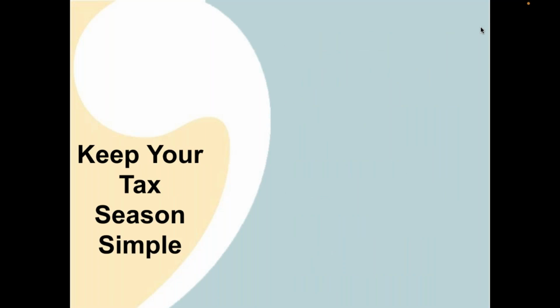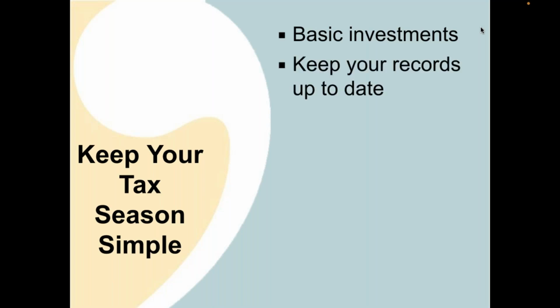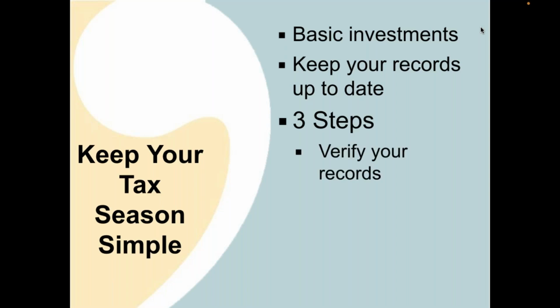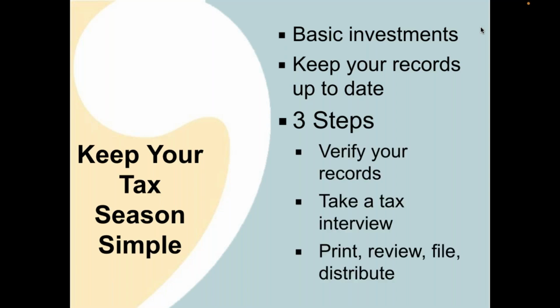In summary, remember to keep your club accounting simple and your tax time peaceful. You can have a great club and comply with the IRS regulations without any elaborate accounting knowledge. All you need to do each year is stick with basic investments in publicly traded U.S. corporate stocks. Check your records at least once a month to make sure they're staying correct and up to date. If you do so, preparing your taxes can be done with these 3 simple steps. Verify your records, take a tax interview, and print, review, e-file, or mail your tax forms and distribute the documents to your members.